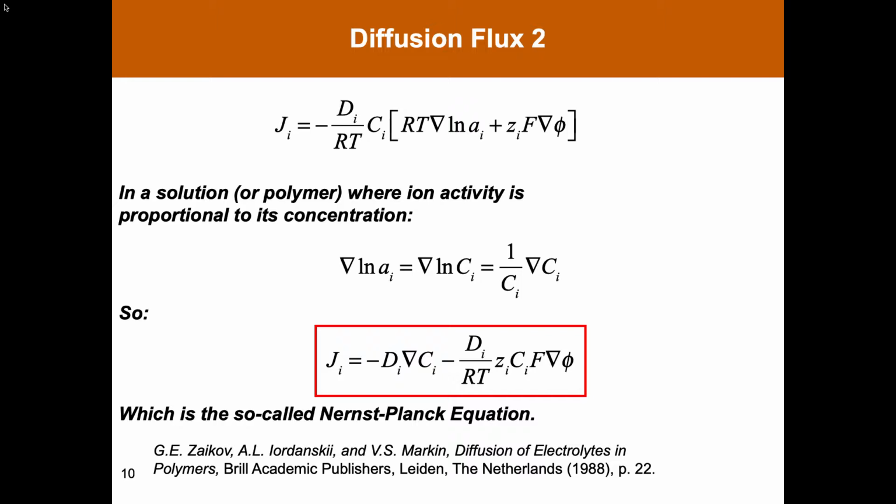But this is often a good approximation, and so then we write the gradient in the log of the activity as shown here to get the boxed equation. And now you start to see an expression that looks for all the world like Fick's first law, right? Diffusion coefficient times the gradient in concentration. And then an extra term that gives the effect of the electric field on the flux.